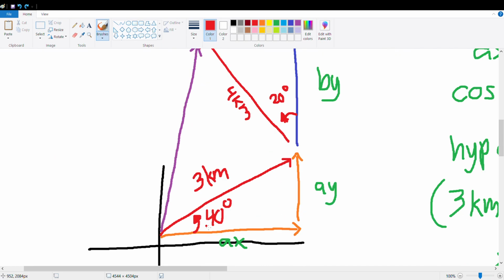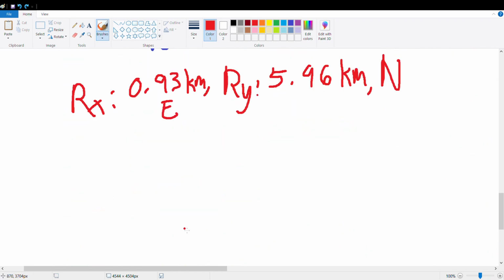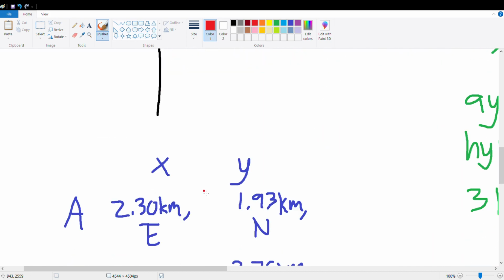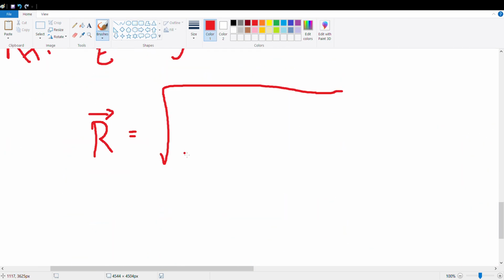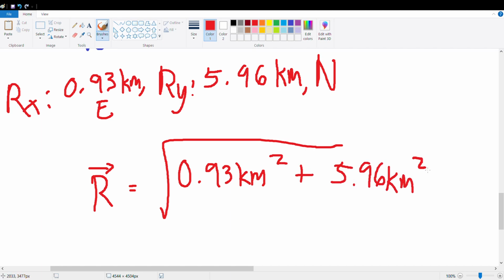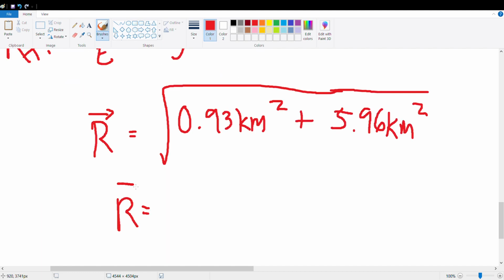Let's get the resultant vector, or the magnitude of the resultant vector. So R with an arrow. You just use the Pythagorean theorem because this is just a triangle. We're trying to find the hypotenuse. So 0.93 kilometers squared plus 5.69 kilometers squared is basically equal to 5.77 kilometers.